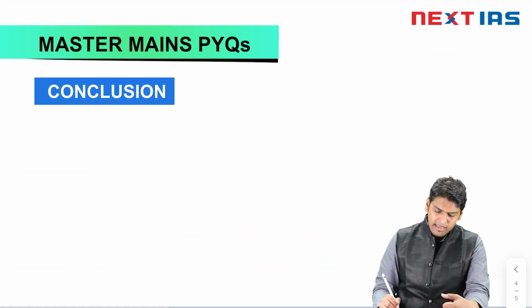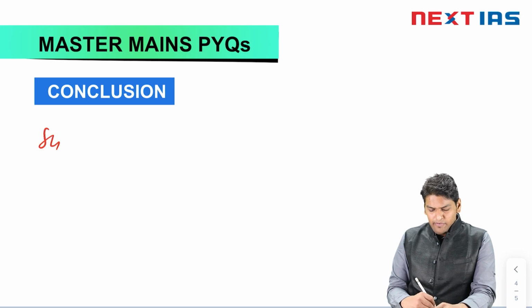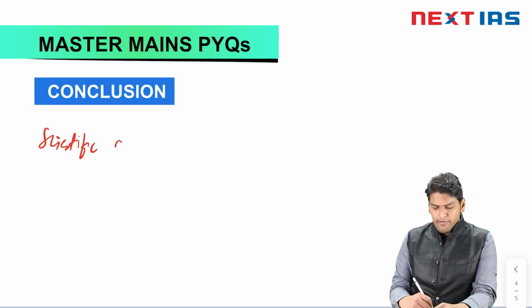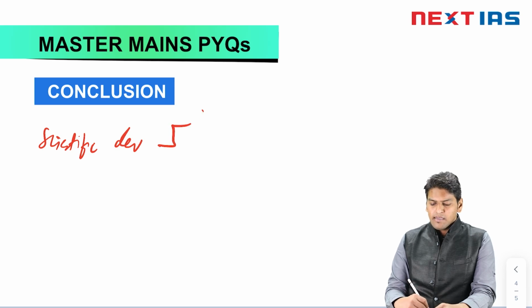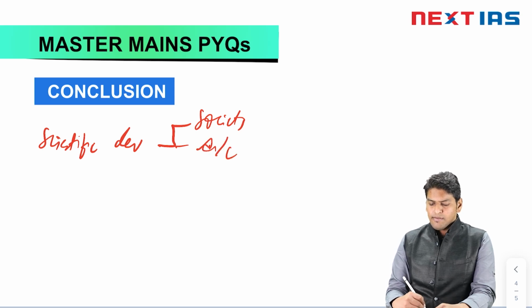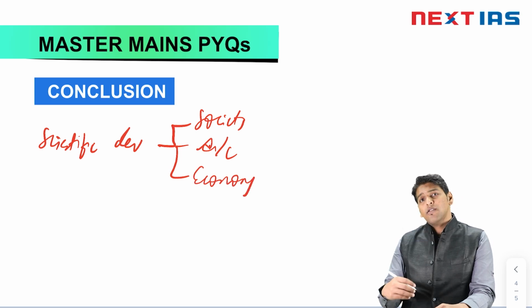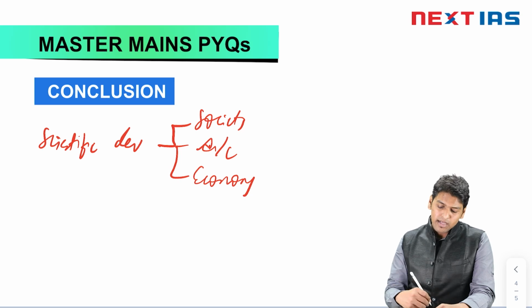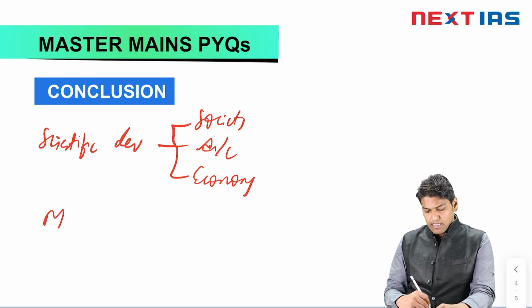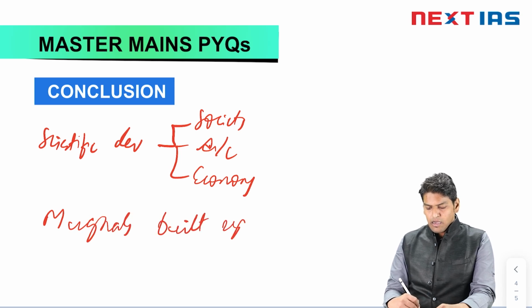Next we see the conclusion. In conclusion, you can show how the scientific developments led to impact in society, art and culture, and economy. Because the examples of a few of them you have already mentioned. And next part, you can see how the Mughals built upon the success of the Delhi Sultanate.